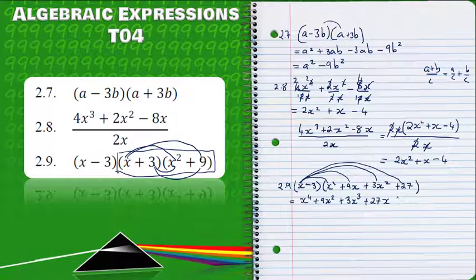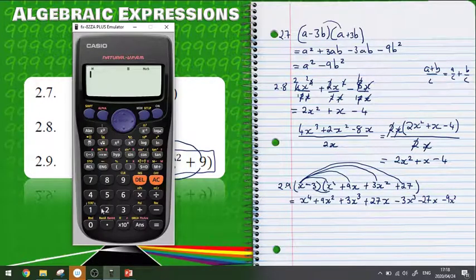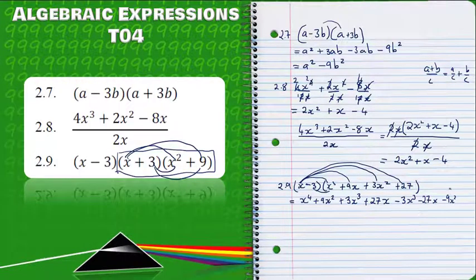Right, and then moving on to the 3, I have negative 3x cubed when I multiplied with the first term. Second term, we've got negative 27x, and then the third term, negative 9x squared, and then finally 27 times 3, and this gives us 81, so negative 81.